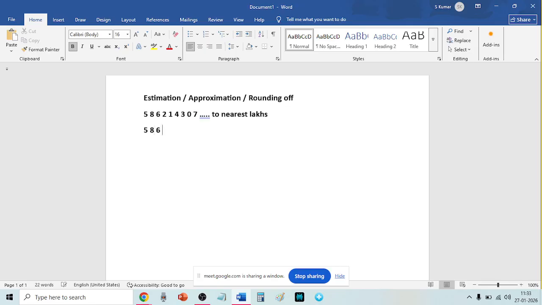First write the number: 5, 8, 6, 2, 1, 4, 3, 0, 7. Which digit is in the lakh position? Units, tens, hundreds, thousands, 10,000, yeah, 2. So this is the lakh position. We will not cut this time, just separate.